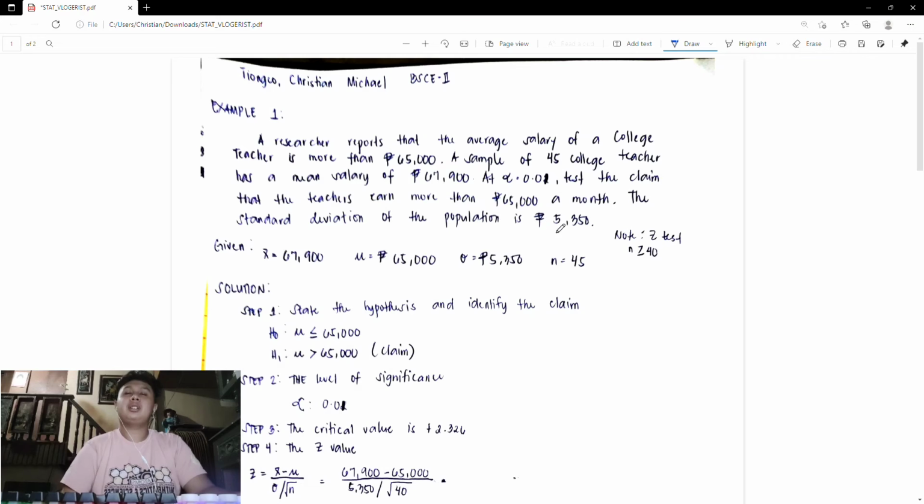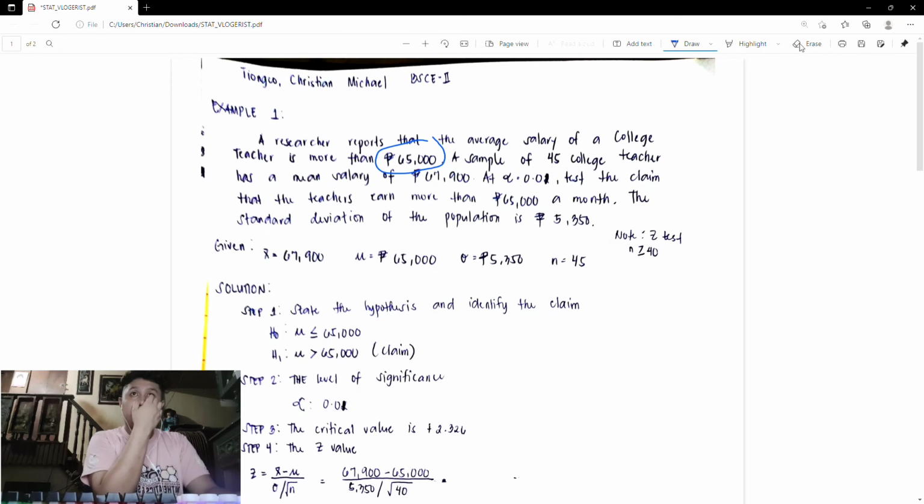So we have here the given: the mean is 67,900, the mean of the salary, while the population mean is 65,000. Then the standard deviation of the population is 5,350, and the sample is 45 college teachers.